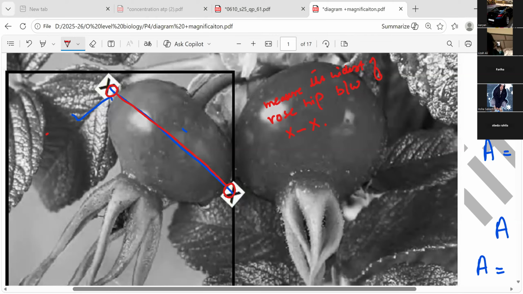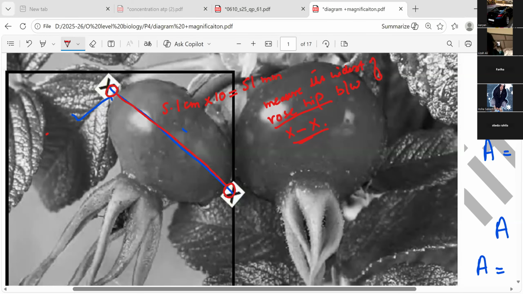So it will be wrong if we measure the length of the rose hip by using this blue line, that is from X to X, because the examiner is asking to measure the widest part of the rose hip between X and X. So you need to measure the red line. Let's suppose the measure of this red line is 5.1 centimeter. We need to convert it into millimeter by multiplying it with 10. So it will be 51 millimeter.